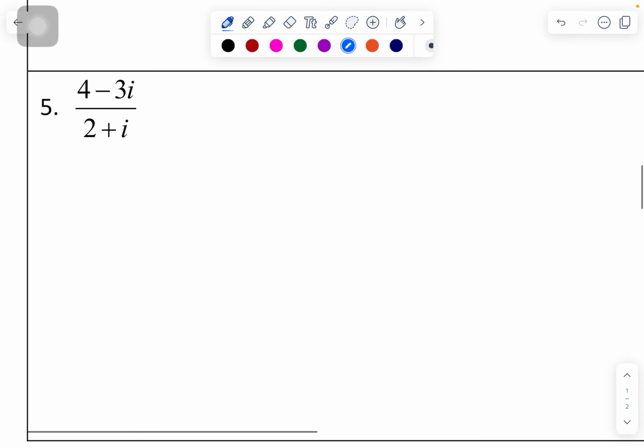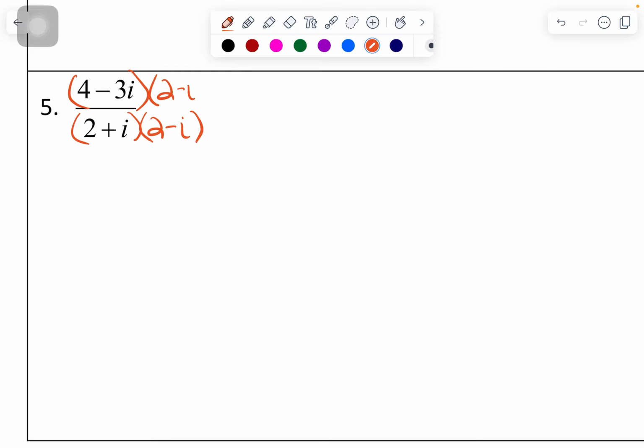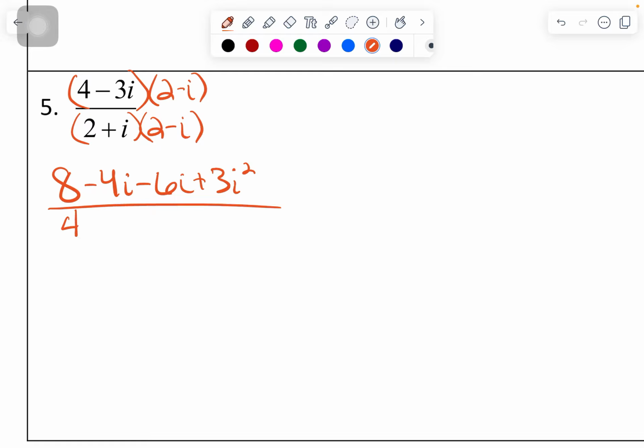Number 5, I'm asking you to divide complex numbers. So what we're going to do is multiply by the conjugate of that complex number. Fully distributed across the top, that's going to be 8 minus 4i minus 6i plus 3i squared. Fully distributed across the bottom, 4 minus 2i plus 2i minus i squared. Please do not forget that i squared is equal to negative 1.